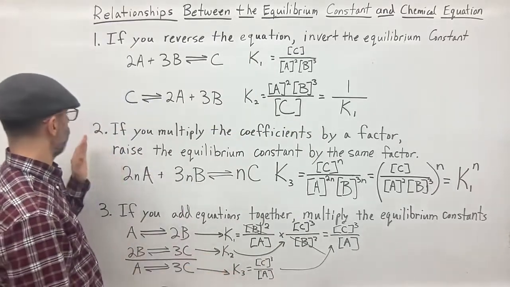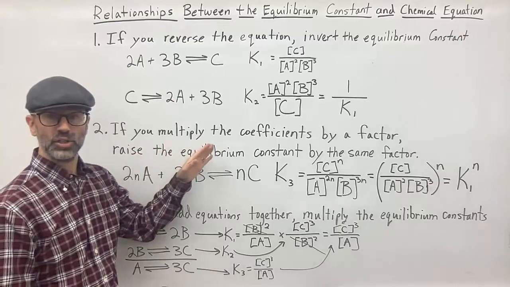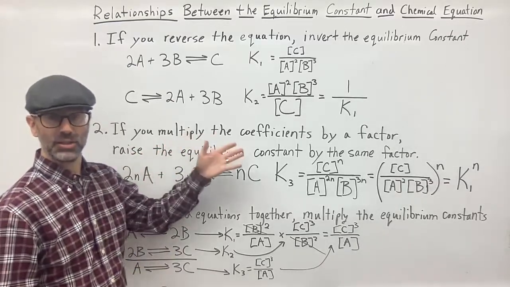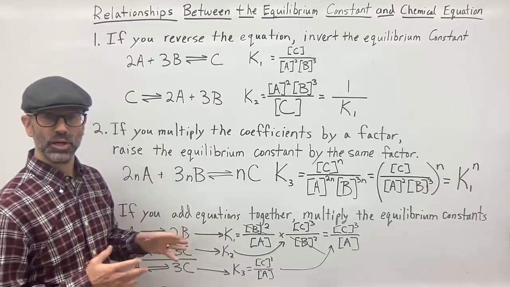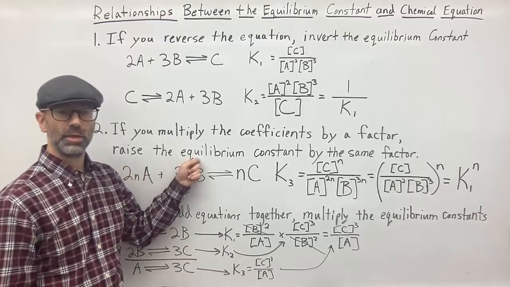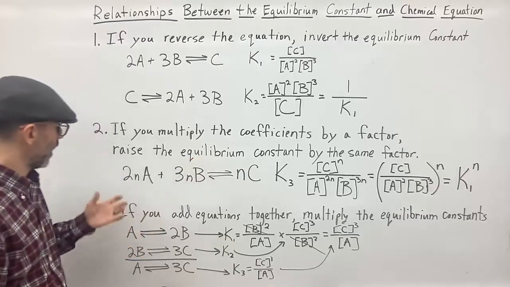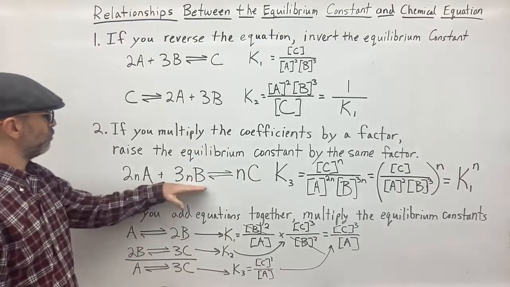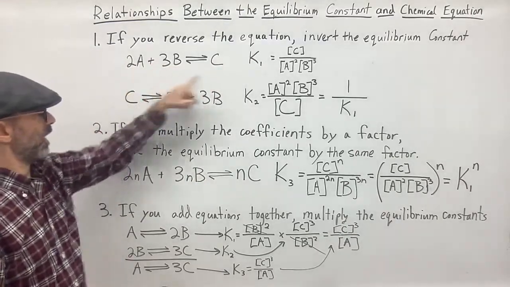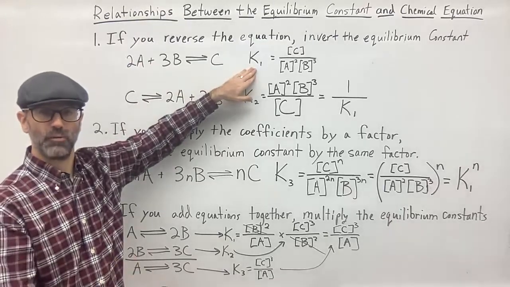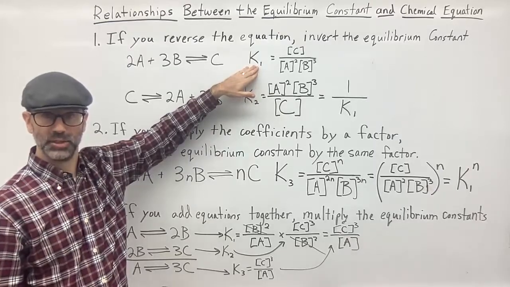All right, for the second one, if you multiply the coefficients of your equation by a factor, maybe you multiply by 2 or 3 or 1/2 or whatever that factor is, you have to raise the equilibrium constant of the original equation to that same factor. Here we have an example. Here's my original example, and here I have K1 again. This reaction has an equilibrium expression K1 and therefore some constant for this reaction at a particular temperature.